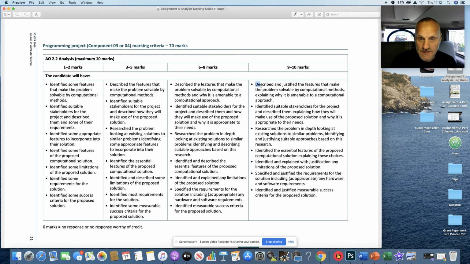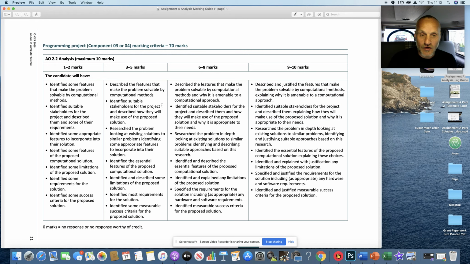Now we take it up to the top marking band. You described and justified the features that make the problem solvable by computational methods, explaining why it's amenable to a computational approach. Identify suitable stakeholders for a project and describe them, explaining how they will make use of the proposed solution and why it is appropriate to their needs.